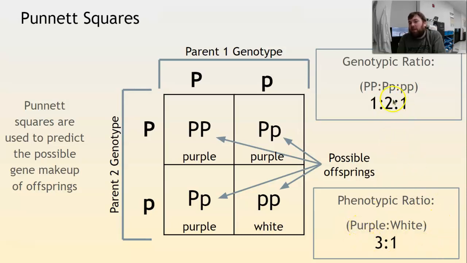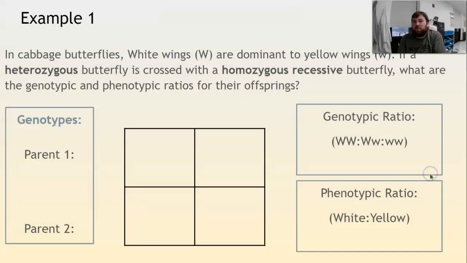For the phenotypes, however, these 2 are going to be combined to make 3 total, because there's 3 purple flowers to every 1 white flower. If this were to be a population of, let's say, 100 individuals, we would expect to have 75 of them have purple flowers and 25 of them being white flowers.